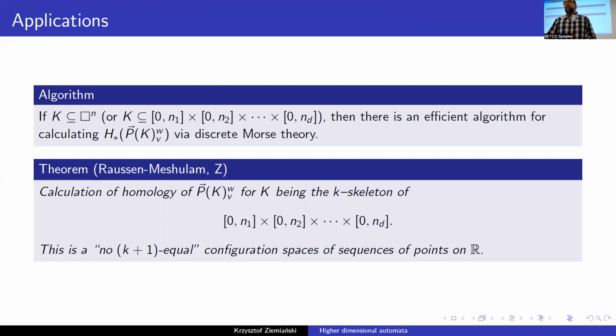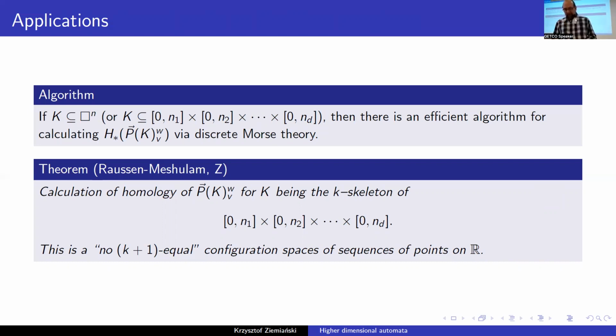And this algorithm allowed us to reprove the theorem of Martin Raussen and Roy Meshulam, which says what the homology groups are of the space of paths on some k-skeleton of the full cube, or even the full skeleton of a rectangle.